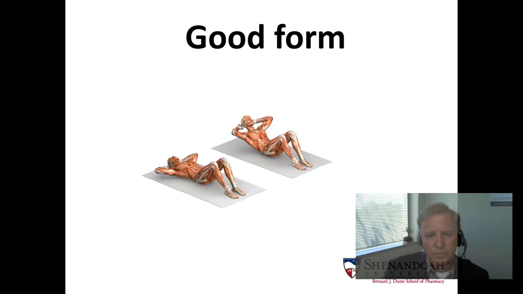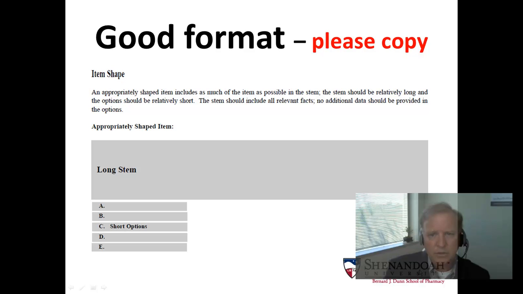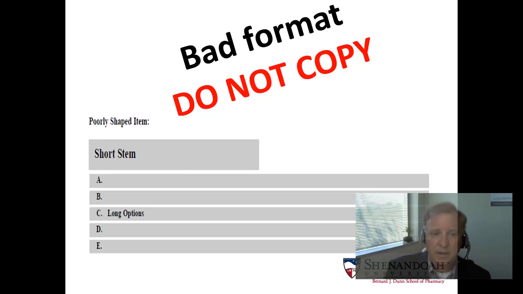So let's talk about good form. Whether you're lifting weights, learning how to play tennis, learning an instrument, it doesn't matter. Form is essential. Good form is essential. So good form for questions looks like this. Long stem, short options. Your distractors should all be short. Should all be approximately the same size if you can get it. All the information required to answer the question should be in the stem. The opposite of that would be bad form, where you have a short stem and long options. You don't want your students getting bogged down in reading these long options.